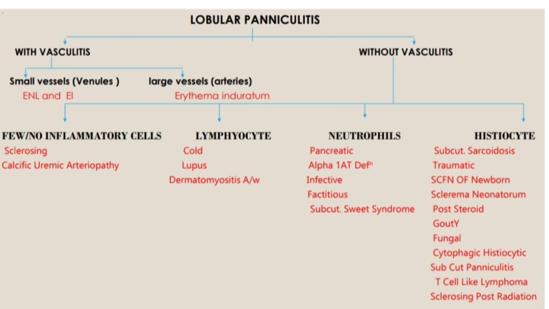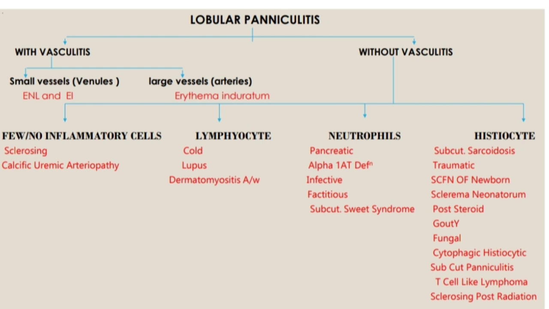Without vasculitis, lobular panniculitis, depending upon the inflammatory infiltrates, whether it's few or no inflammatory cells, is sclerosing panniculitis, calcific uremic arteriopathy. If the lymphocytic inflammatory infiltrate is rich, it comes under cold panniculitis, lupus panniculitis, and dermatomyositis associated panniculitis. Lobular panniculitis without vasculitis, when the neutrophils are rich, the entities are alpha-1 antitrypsin deficiency panniculitis, infective panniculitis, factitious panniculitis, and subcutaneous Sweet syndrome.